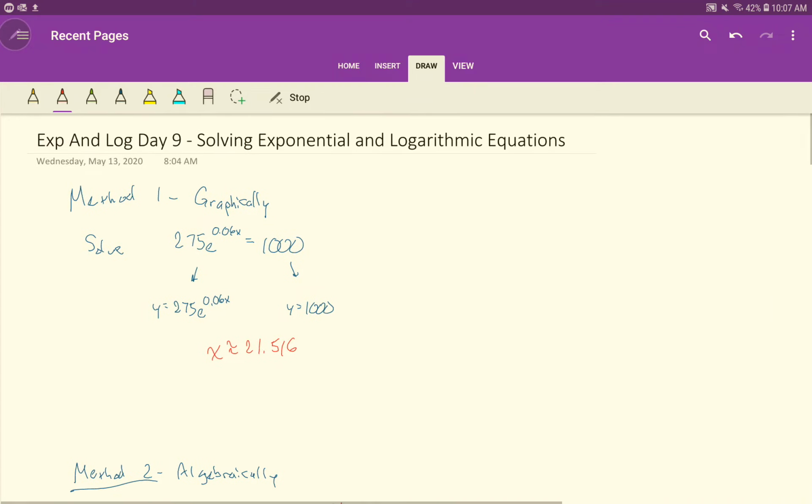Welcome back, folks. Today we are going to be looking at exponential and logarithmic equations and solving those. This is our last day, and the next lesson we should have a quiz for you here.